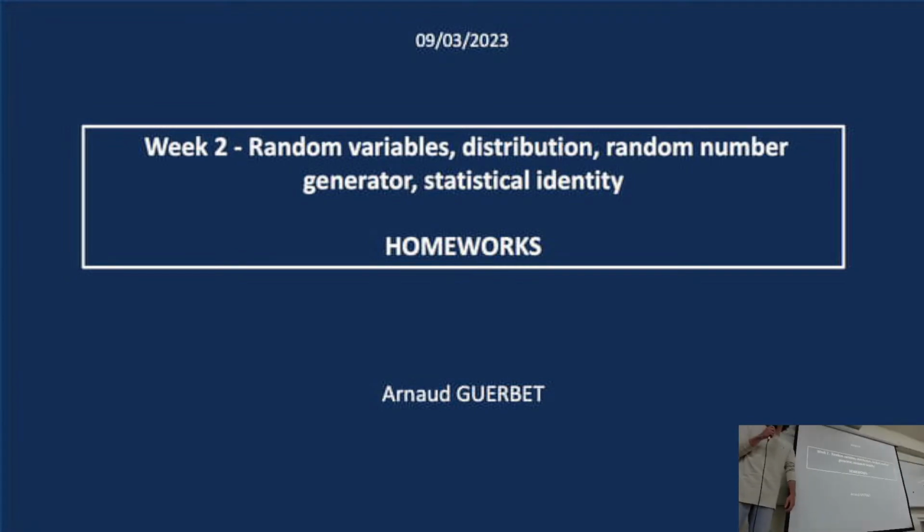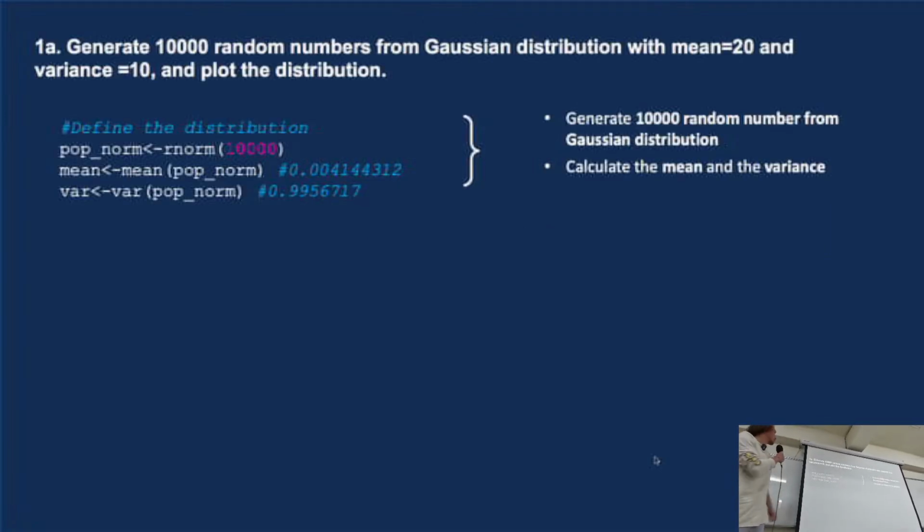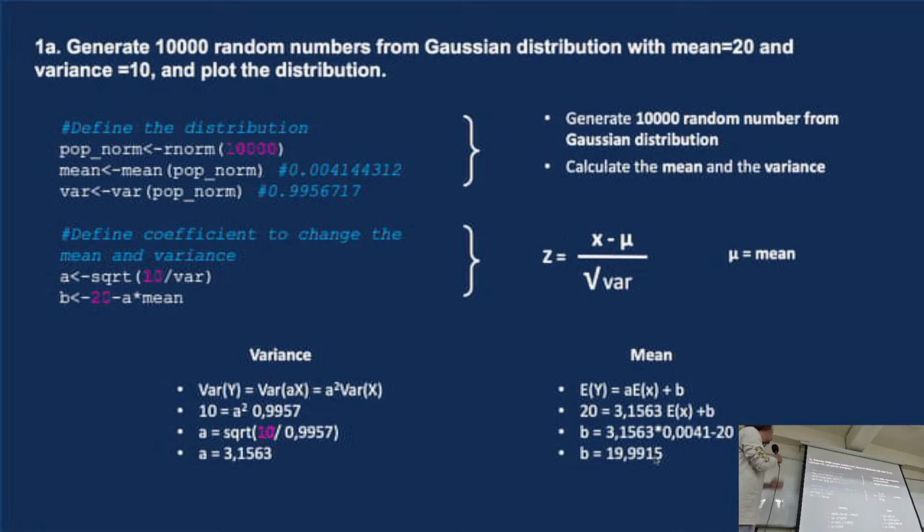My name is Arnaud Garbet, and I will run through the homework of last week. For the first question, we generate 10,000 random numbers from a Gaussian distribution with a mean of 20 and a variance of 10, and then plot the distribution. First, I define the distribution with the function rnorm, and then I calculate the mean and the variance of this distribution. Then we have to define the coefficients to change the mean and the variance to 20 and 10.